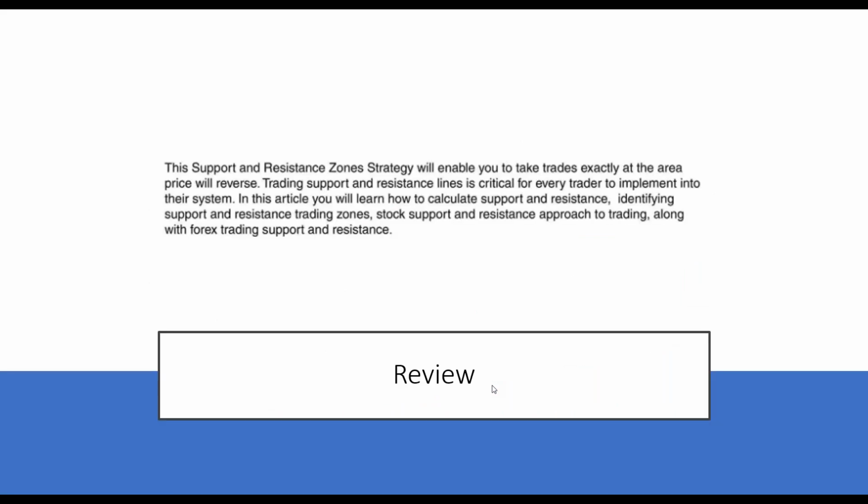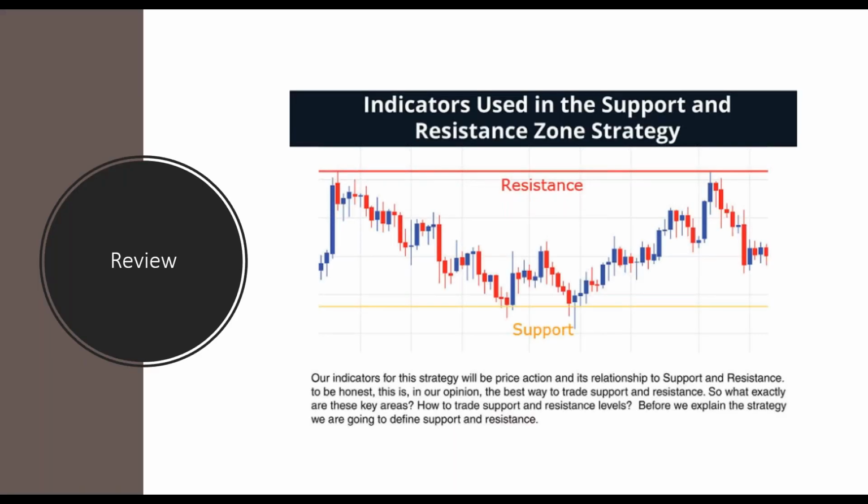So let's review. The support and resistance zones strategy will enable you to take trades exactly at the area where price will reverse. Trading support and resistance lines is critical for every trader to implement into their system. Our indicator for the strategy will be price action and its relationship to the support and resistance. To be honest, this is, in our opinion, the best way to trade support and resistance. So what exactly are these key areas and how do you trade support and resistance levels?